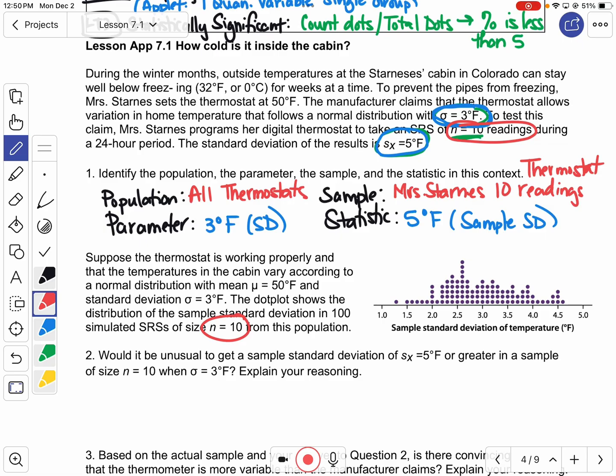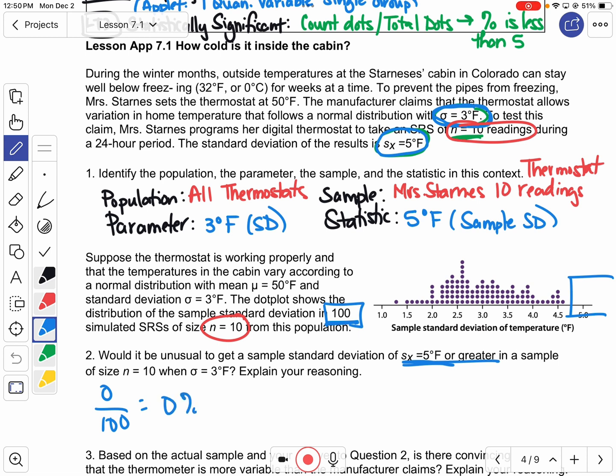Okay, so let's look at our dot plot. This is that last one. We want to know, is it statistically significant? Okay, so let's look at our dot plot. How many readings are 5 or greater? 0. Okay, there's 0 that are 5 or greater. How many total readings did they give me this time? 100. And so what's 0 out of 100?